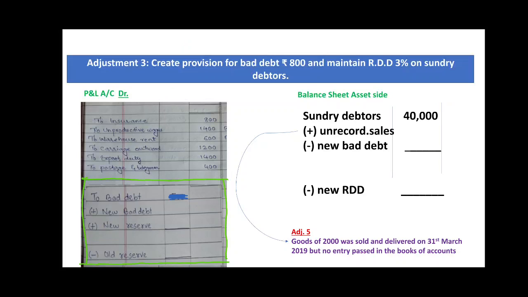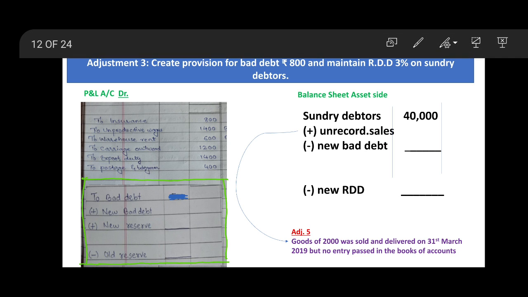Adjustment 3 is regarding create provision for bad debt 800 and maintain R.D.D 3% on sundry debtors. Apart from sundry debtors, R.D.D on sundry debtors, we are having adjustment number 5. Goods of 2000 was sold and delivered on 31st March, but no entry was passed in the books of account. So we'll go for this 800 bad debts first. As it is given in adjustment, it is new bad debt.